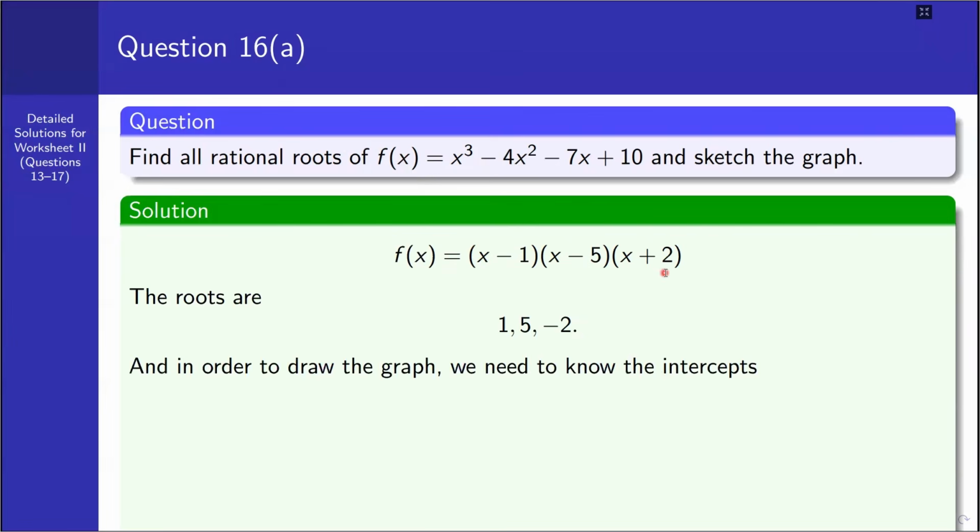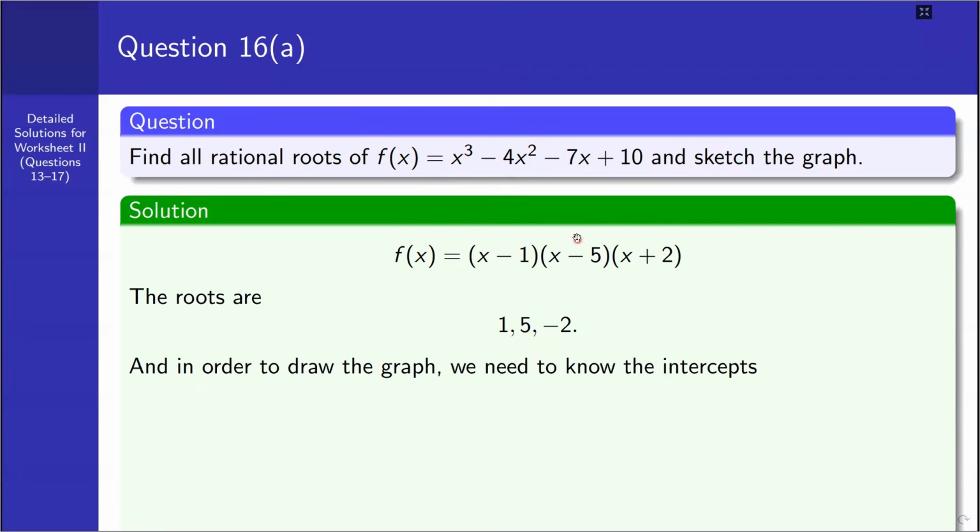But in order to draw the graph of the given polynomial function, we need to find the intercepts, that is the x-intercept and the y-intercept. Actually, in the case of a polynomial function, the x-intercept of the graph means the point at which the graph is intersecting the horizontal axis, or x-axis, and these points are just the zeros of the given polynomial function.